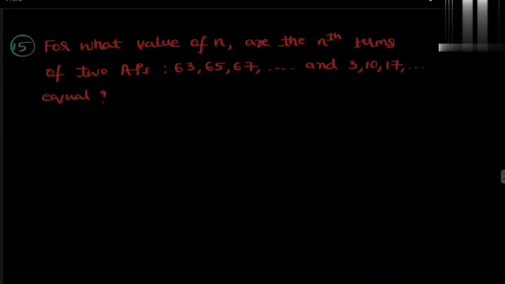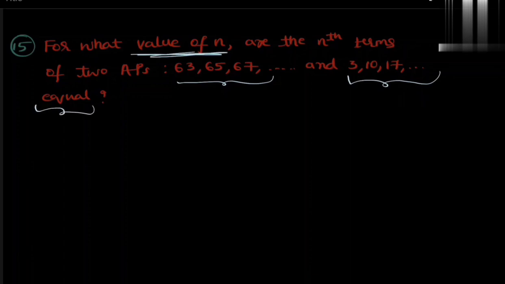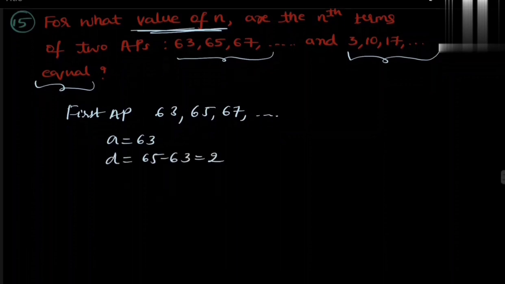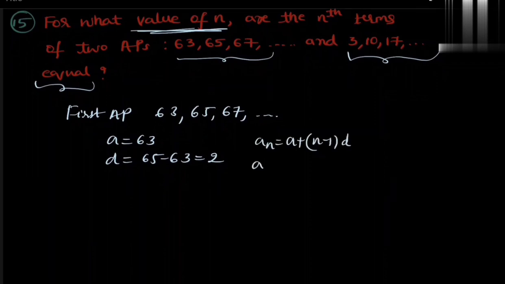For what value of n are the nth terms of two APs equal? So here two APs are given, that is 63, 65, 67 is one AP, and 3, 10, 17 is another AP. For what value of n are they equal? Here the first AP is 63, 65, 67, and so on. In this AP, first term a is equal to 63, common difference d is equal to 65 minus 63, that is equal to 2 here. So we know that the nth term of an AP, a_n is equal to a plus (n minus 1) into d, right? Here a is 63, n we don't know, and d is 2 here. So call it equation 1.